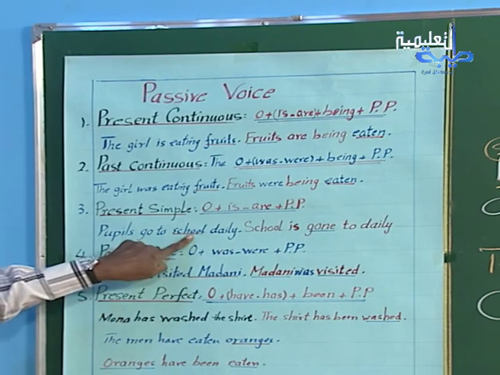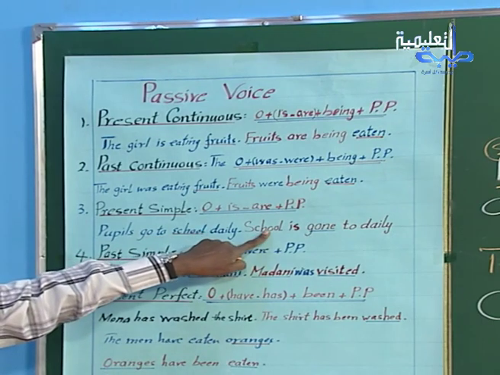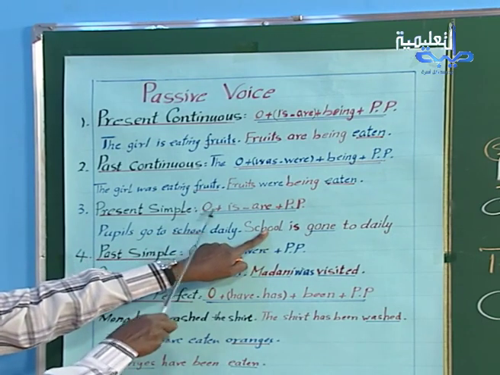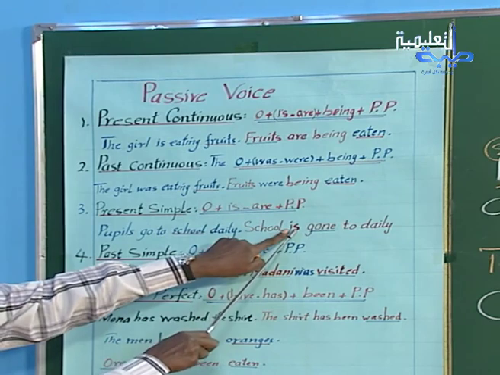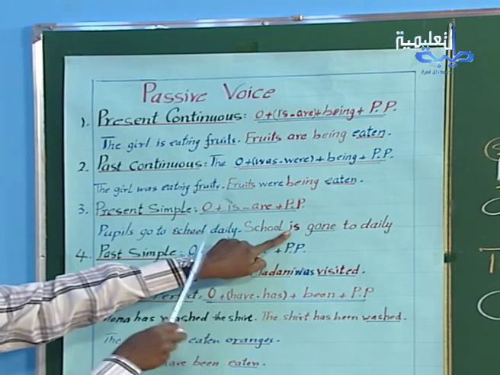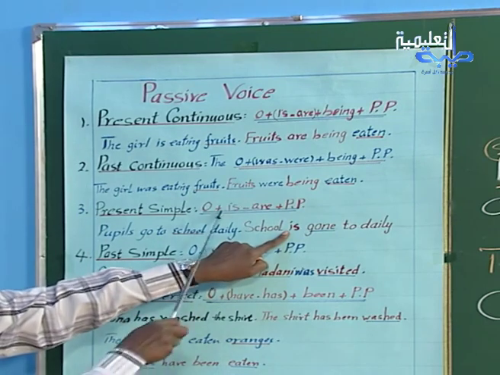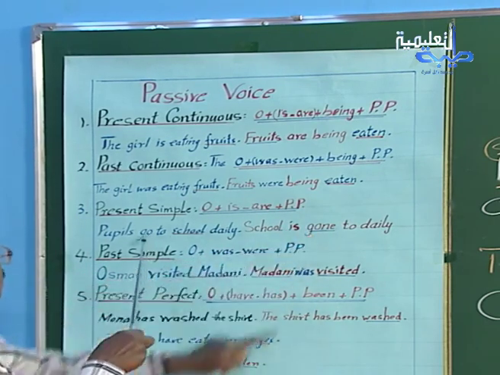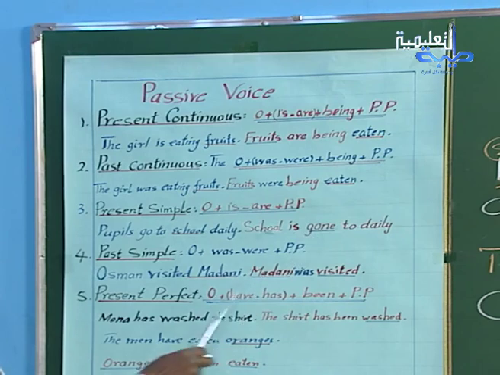Here, the object is school. So we started with school. Here, this is the object. We add is, because this is singular. School is singular, so we say is. The past participle of go is gone. So we say school is gone to daily.